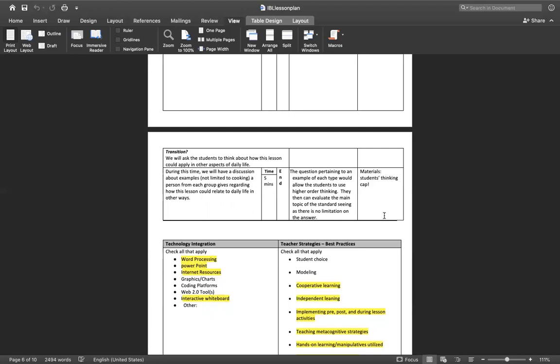And then the question pertaining to an example of each type would allow students to use higher order thinking. They can evaluate the main topic of the standards, seeing as there is no limitation to the answers, and all the materials needed are students' thinking caps.